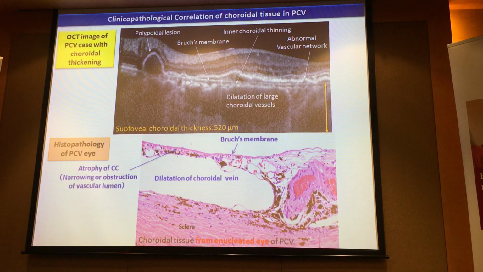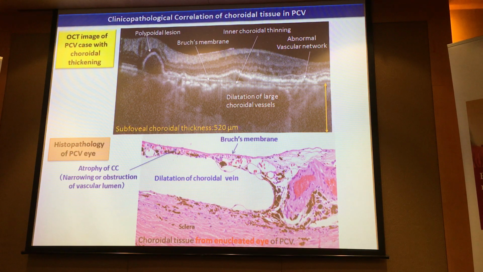And this slide shows a clinical pathological correlation of choroidal tissue in PCV. The upper image is the OCT image, as shown previously, and this is the lower. This is the pathology of PCV. You can see dilatation of the choroidal vein and attenuation of the choroidal capillaries. That means atrophy of choroidal capillaries, narrowing or obstruction of the vascular lumen.